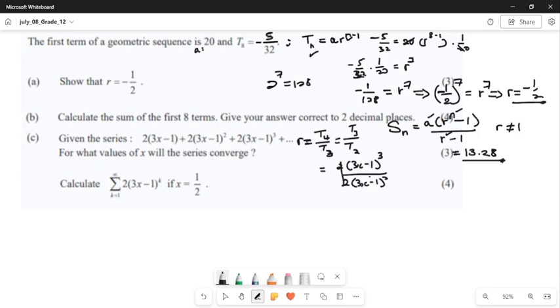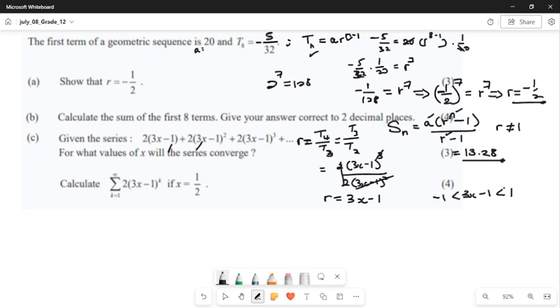So these will cancel, and then the ratio is just the value 3x minus 1. And even if you were to divide this by this, you should get 3x minus 1. So this means that's our ratio. Now let's substitute into that convergence condition. So we'll say 3x minus 1 is less than 1 and it's greater than negative 1.